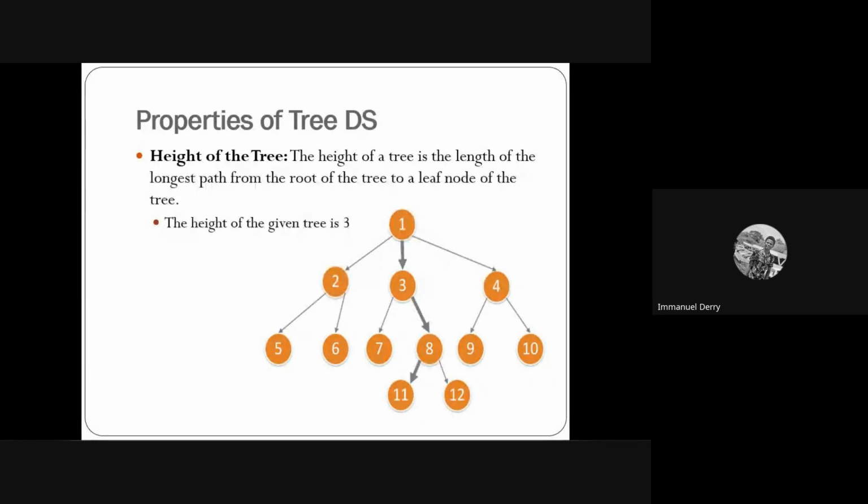Sir, from my understanding, the height of the tree is the length of the longest path. So from this example, if we want the height of 1, we have to first find the longest path of 1. Then we start from the root up to the top.